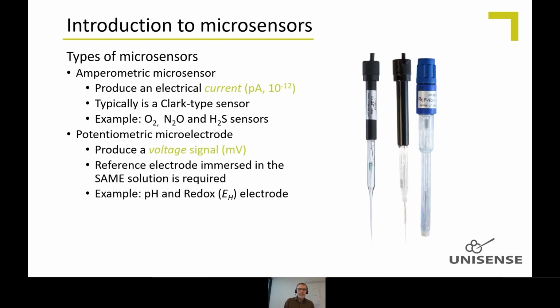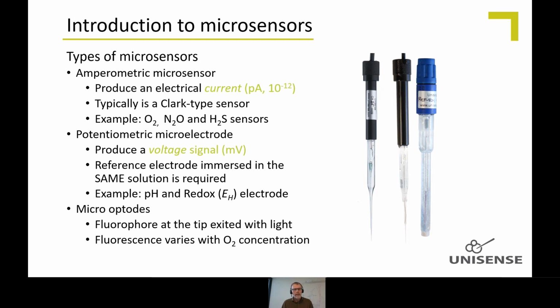Then we have the potentiometric microelectrodes, which could be, for example, a pH electrode. They all require a reference electrode to work, and the tips of the 2 electrodes must be in the same solution and be in electrical contact with each other in that way. Then we have the optical microsensors, where the fluorophore is attached to an optical fiber and excited with light, and this fluorophore gives fluorescence, which depends on the oxygen concentration.